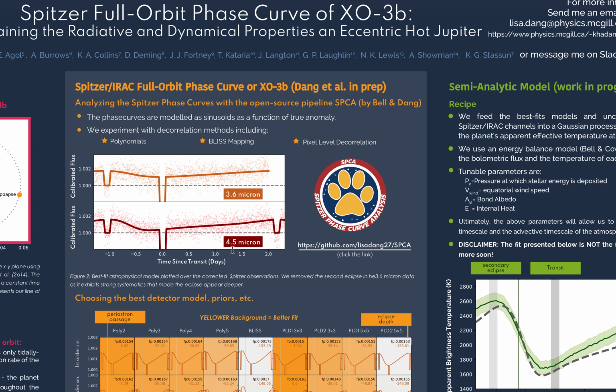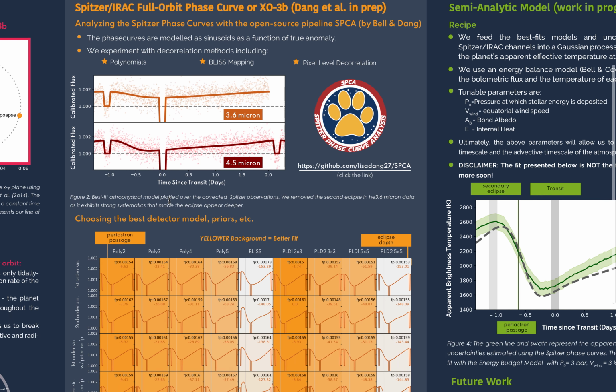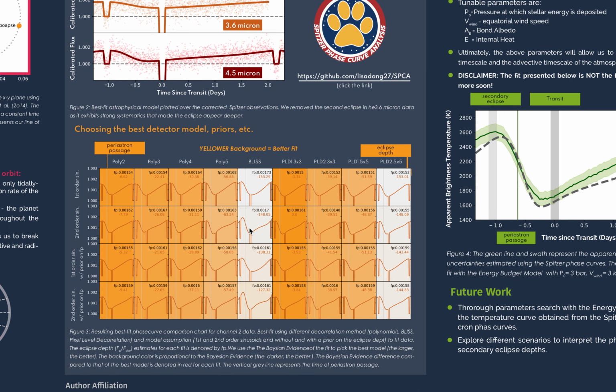The best fits are shown up here in the middle. But before getting these, we experimented with various decorrelation methods, namely polynomials, Bliss mapping, and pixel level decorrelation. Below is a subset of all the different fits that we obtain using different decorrelation techniques and models and priors. What I want you to notice here is that the background color for each of these fits is proportional to the goodness of the fit. And so this is the metric that we use in order to select the best model.